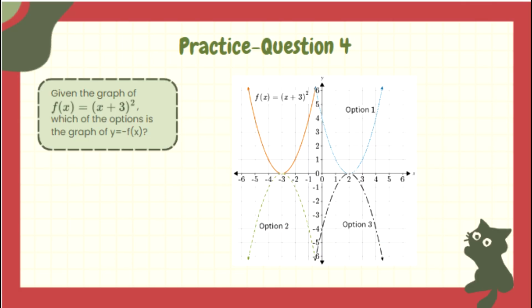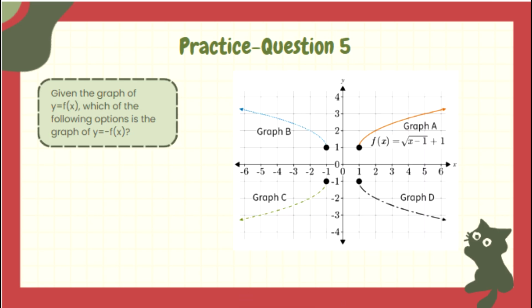Practice question number 4. We're at the end already. Given the graph of f of x is equal to x plus 3 squared, which of the options is the graph of y equals negative f of x? So this orange one is our original. Which one is the vertical reflection? You should be able to tell pretty easily. It's option 2.